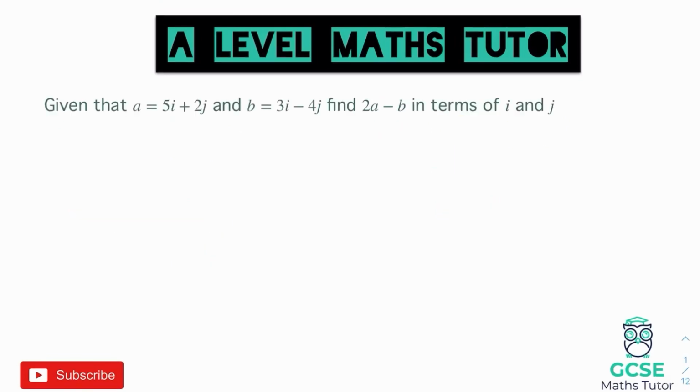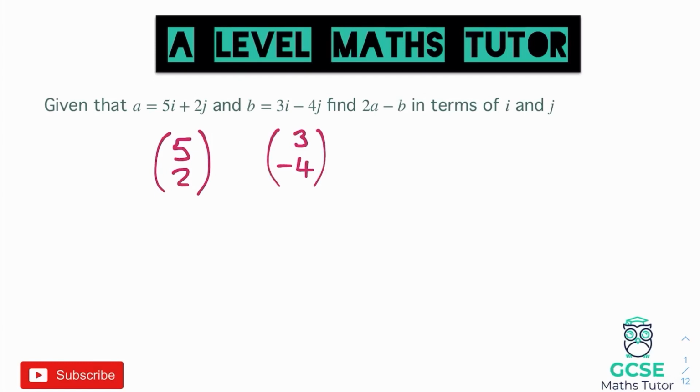Okay, so this question here says, given that A equals 5i plus 2j and B equals 3i minus 4j, find 2 lots of A, take away 1 lot of B in terms of i and j. Now you can do this just from the i's and the j's, but we can also just rewrite this as a column vector and treat it in the same way that we did at GCSE level. So 5i plus 2j would be the column vector 5 over 2, and 3i minus 4j would be the column vector 3 over minus 4.